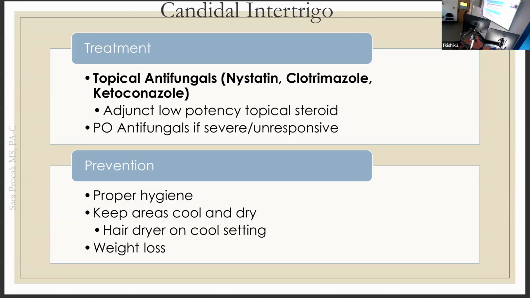All right. Prevention. So remember to have proper hygiene. Keep everything clean. Okay, you want to keep everything cool and dry. So you could even recommend for your patient after they get out of a shower to help dry up these areas, to take their hair dryer on a low setting, okay, and just dry it, okay, so this way the skin doesn't become too moist, all right, and you don't run into this problem, okay, all right, and then weight loss too.